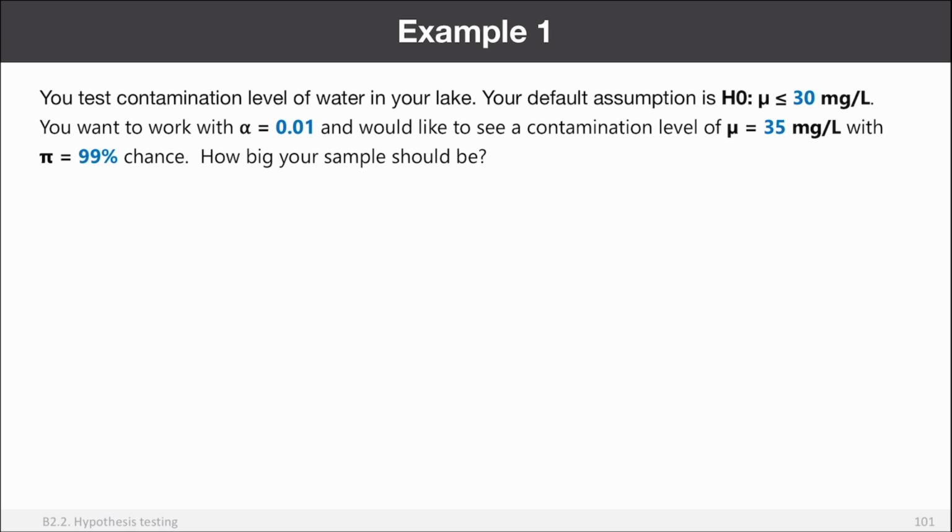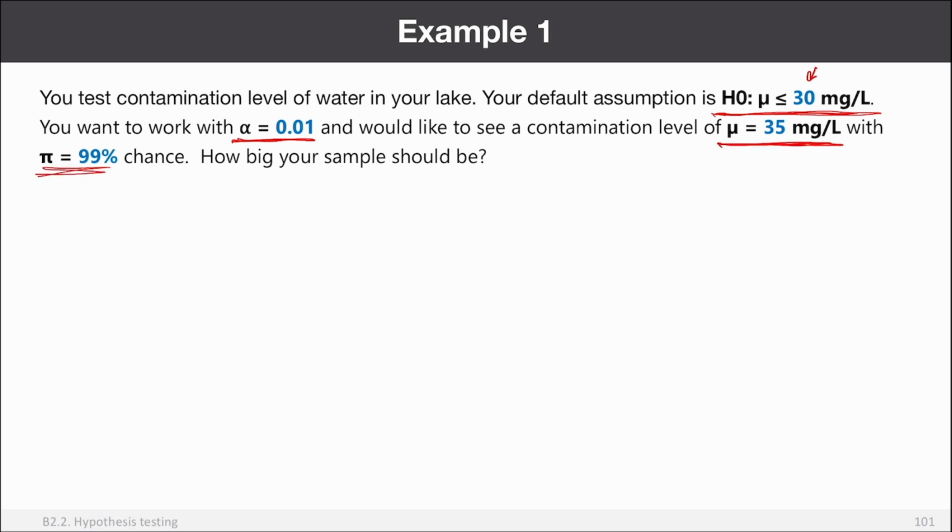Now let's take an example. So I test the contamination level of water in the lake, the same situation I described before. This is my null hypothesis. So in this case, you can see I have a little bit larger accepted contamination level, 30 milligrams per liter. I want to work with alpha 0.01. That's the chance to make type 1 error.